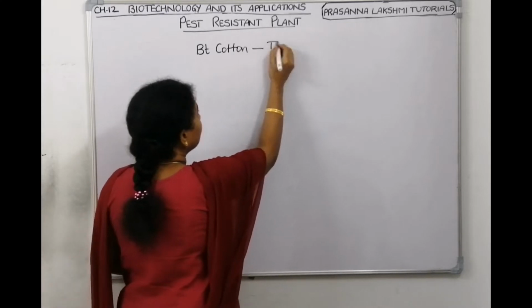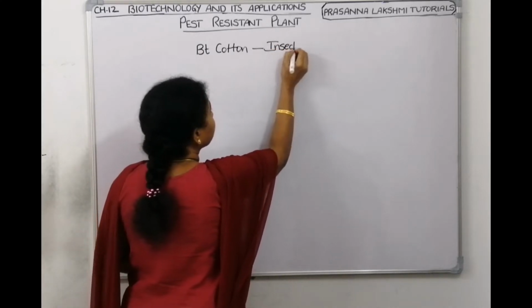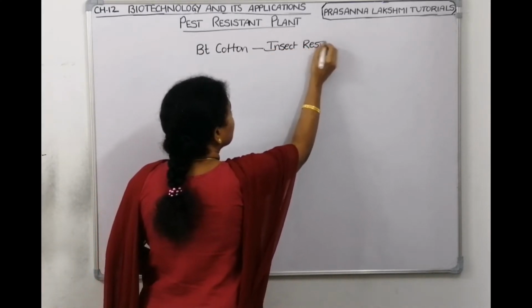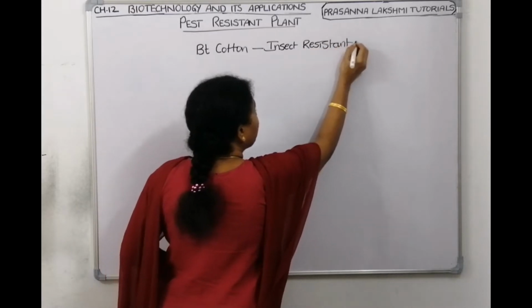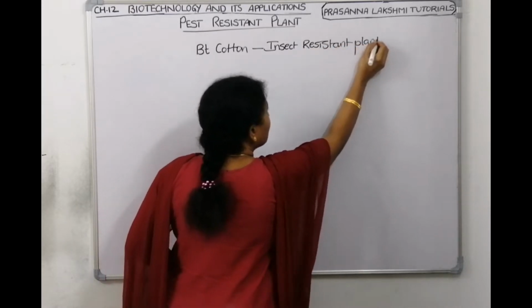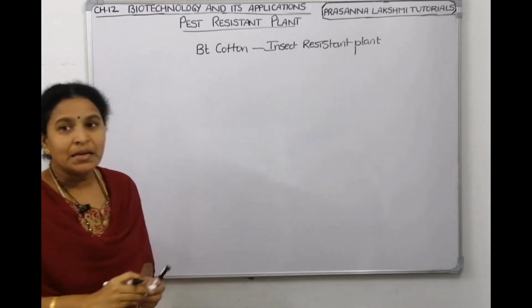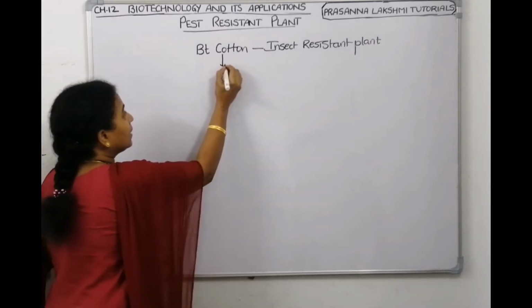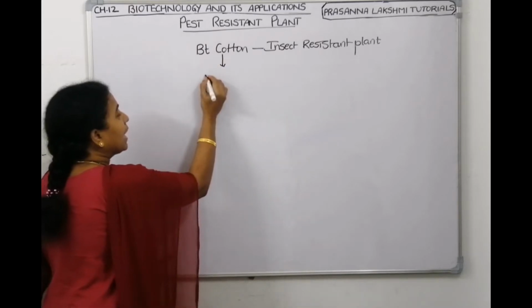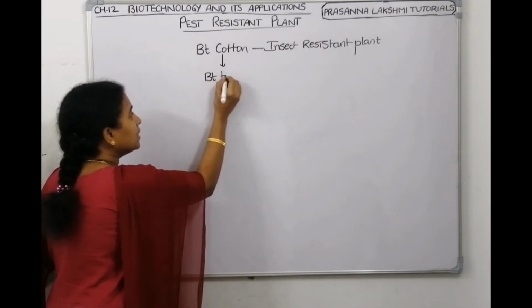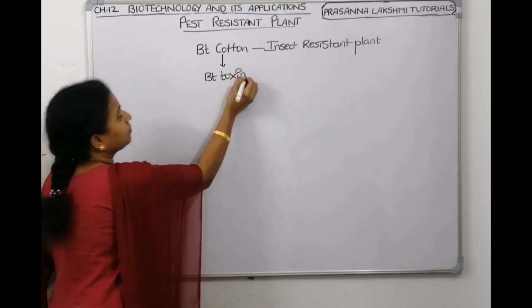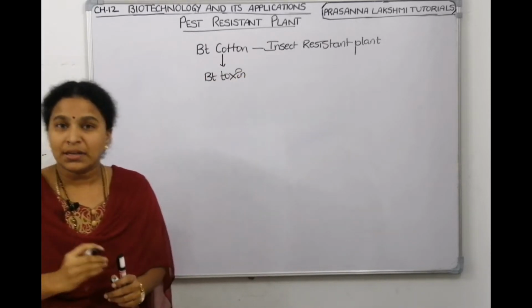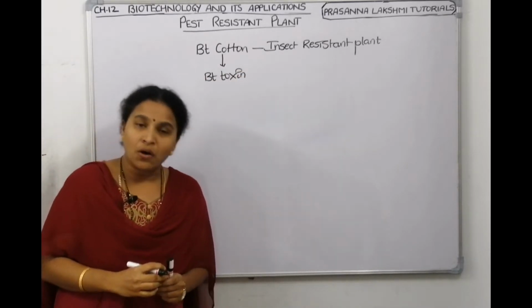Now Bt cotton we studied under insect resistant plant. Now, how did the cotton plant gain resistance against the insect? Means this transgenic cotton plant has an ability to produce Bt toxin. The cotton plant got an ability to produce Bt toxin.